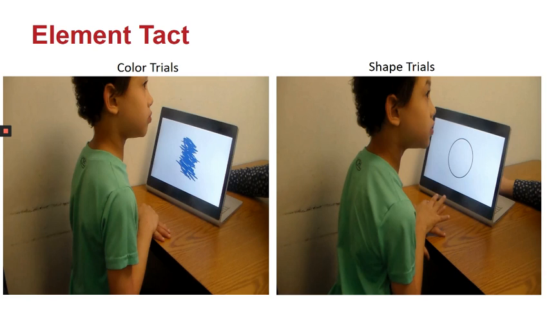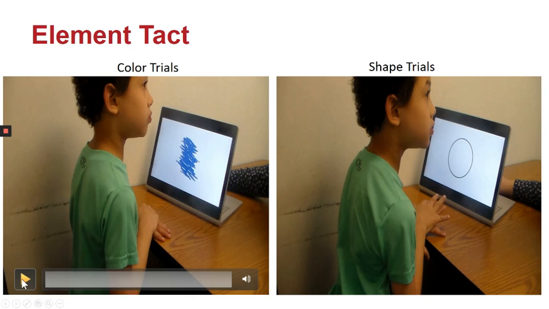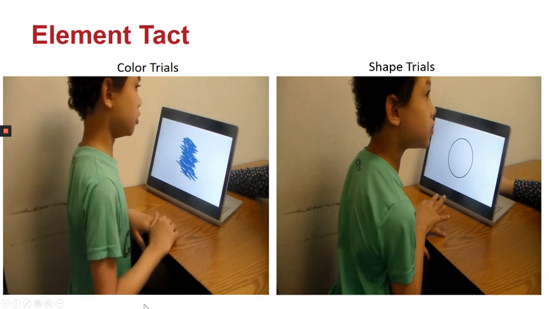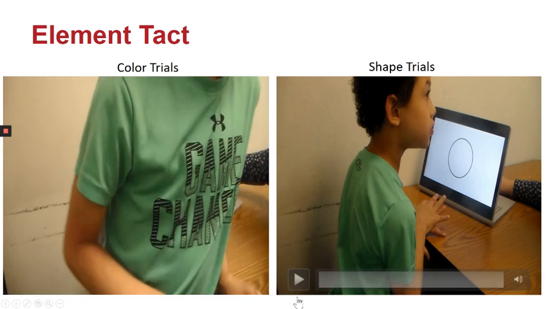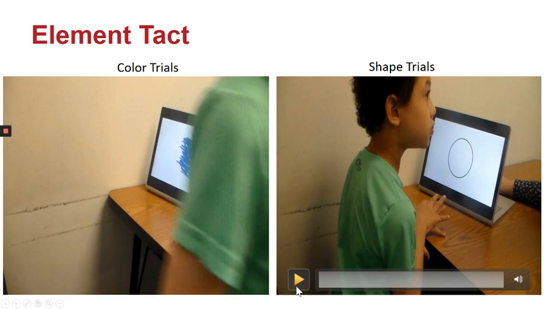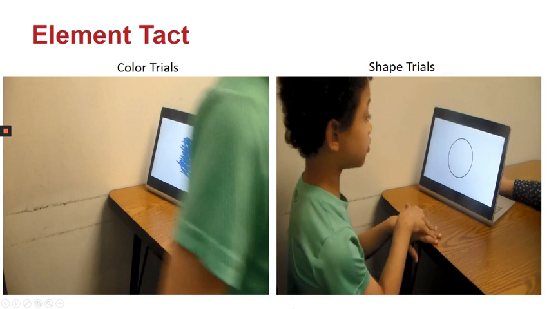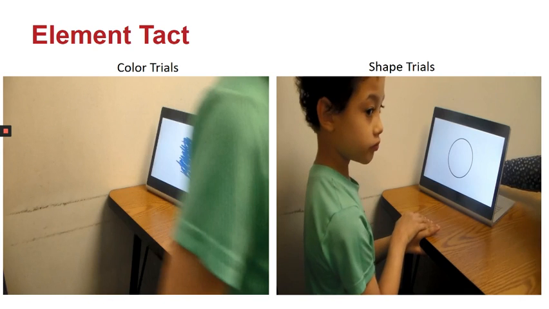Our element tact trial started with the question, what is it? As a scribbled color or white shape was present on a laptop screen. This is what that looked like for the color trials. What is it? Blue. Nice job. And this is what that looked like for the shape trials. What is it? Circle. Nice job, buddy.